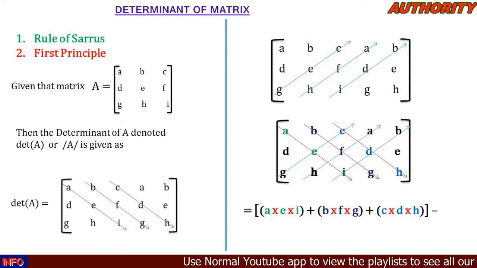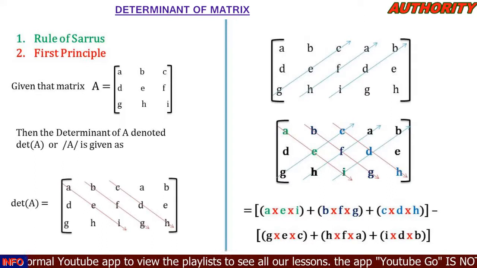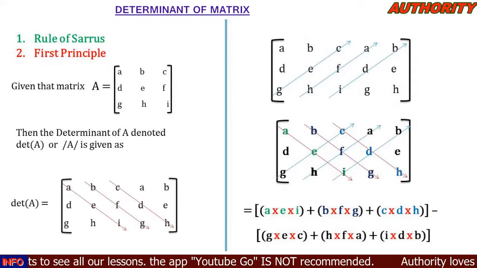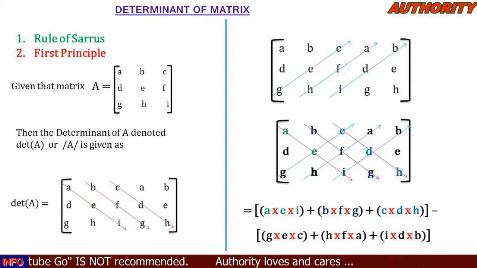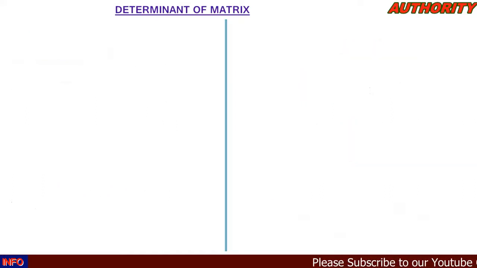So the minor diagonals, we have G multiplied by E multiplied by C in brackets, plus the other diagonal, we have H multiplied by F multiplied by A, plus the other one, we have I multiplied by D multiplied by B. So when you perform this operation, you are going to come out with a single number called the determinant of a 3 by 3 matrix. This is what we call the rule of Sarrus. Now let's take an example for you to understand this.